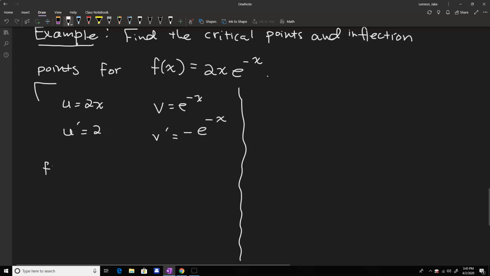Okay, so the first derivative is going to be u prime v, so we have 2e to the minus x, and then we add 2x times minus e to the minus x, so that negative sign turns this into subtraction. So minus 2x e to the minus x. So we can set that equal to 0, and it will be helpful to factor here.